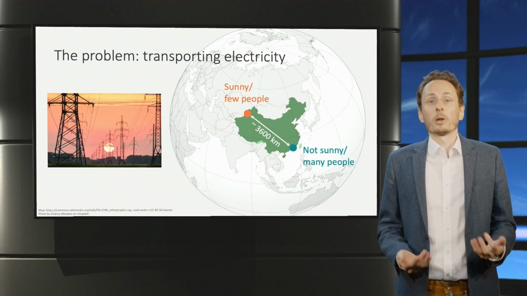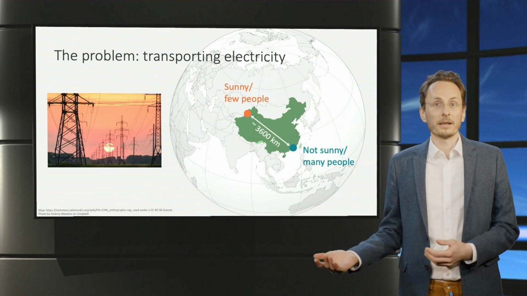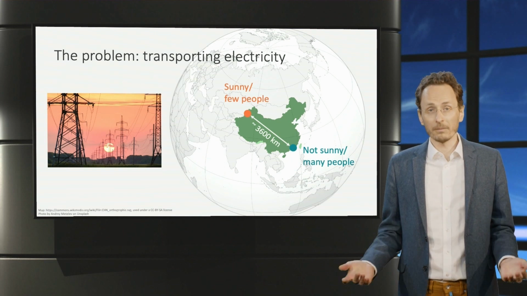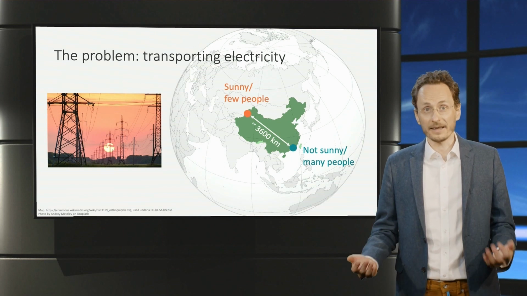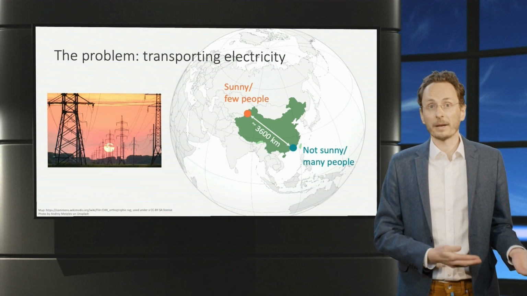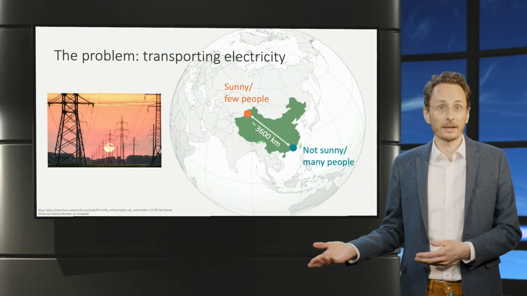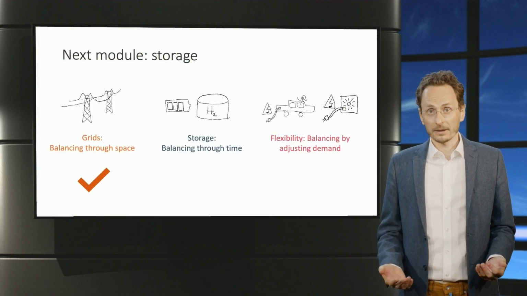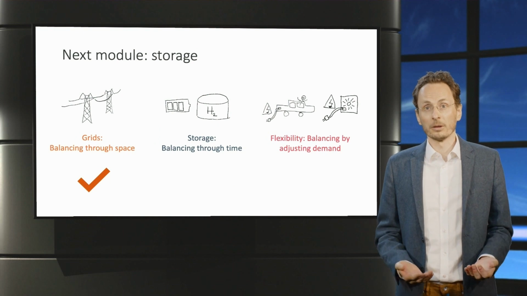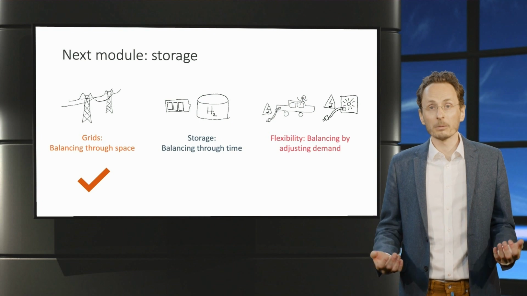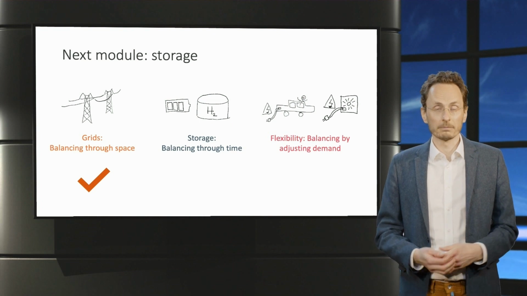The distances, however, are large, and in densely populated areas, building new power lines is difficult. And some variability problems remain in any case, like seasonal variability. It's winter everywhere in Europe at the same time, and everywhere in China at the same time. So, geographical balancing can be part of the solution, but it alone does not solve the problem. And that is why we will look at a really critical option next: storage.